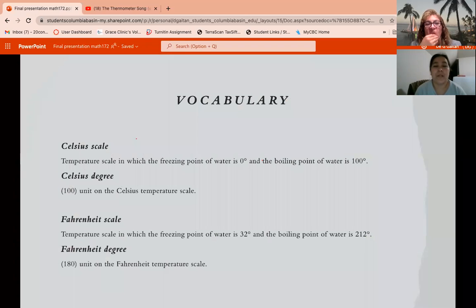Some of the vocabulary we're going to be covering in this lesson are: Celsius scale, a temperature scale in which the freezing point of water is 0 degrees and the boiling point of water is 100 degrees. Celsius degree, 100 units on the Celsius temperature scale. Fahrenheit scale, a temperature scale in which the freezing point of water is 32 degrees and the boiling point of water is 212 Fahrenheit degrees, 180 units on the Fahrenheit temperature scale.